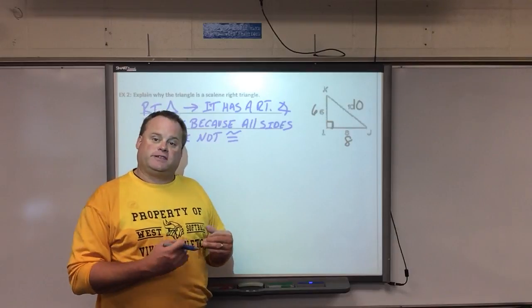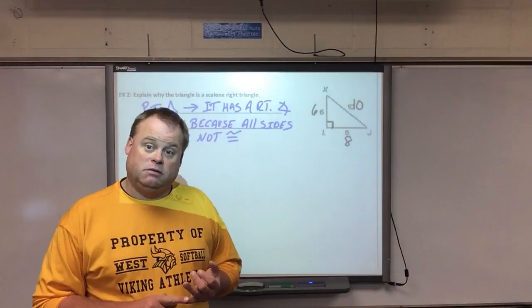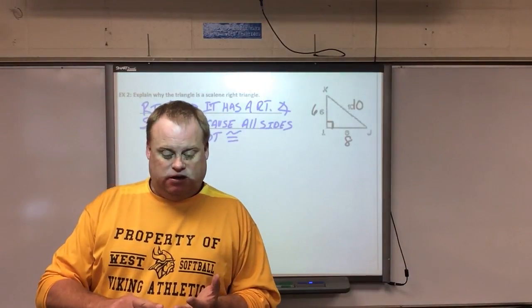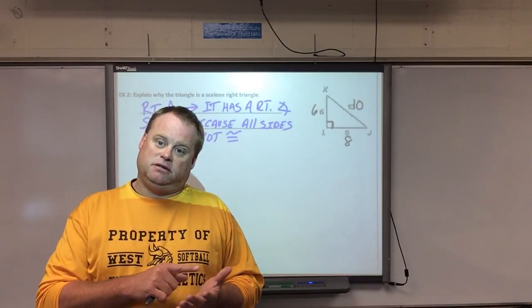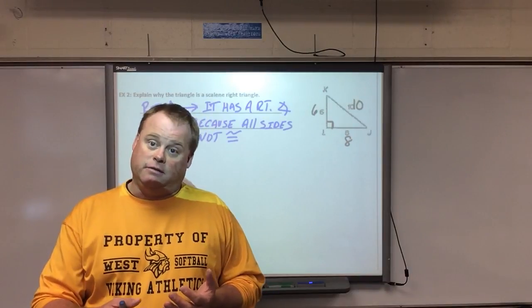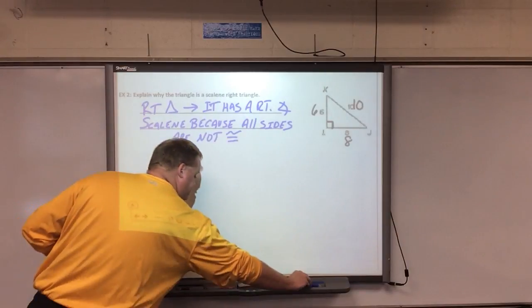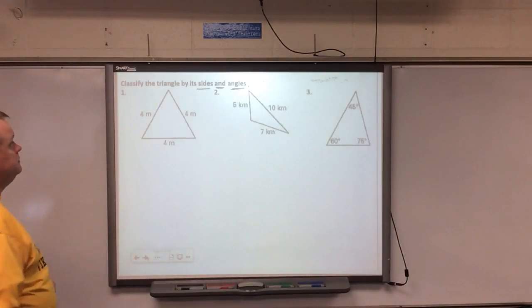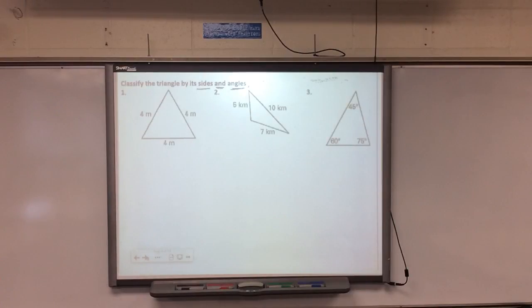So you're going to have to look at some triangles today and determine, is it acute? Is it right? Is it obtuse? And then the same thing, is it isosceles, scalene, or equilateral? Okay? Those are the things we're going to use. All right. Moving on. Classify the triangle by its sides and angles.